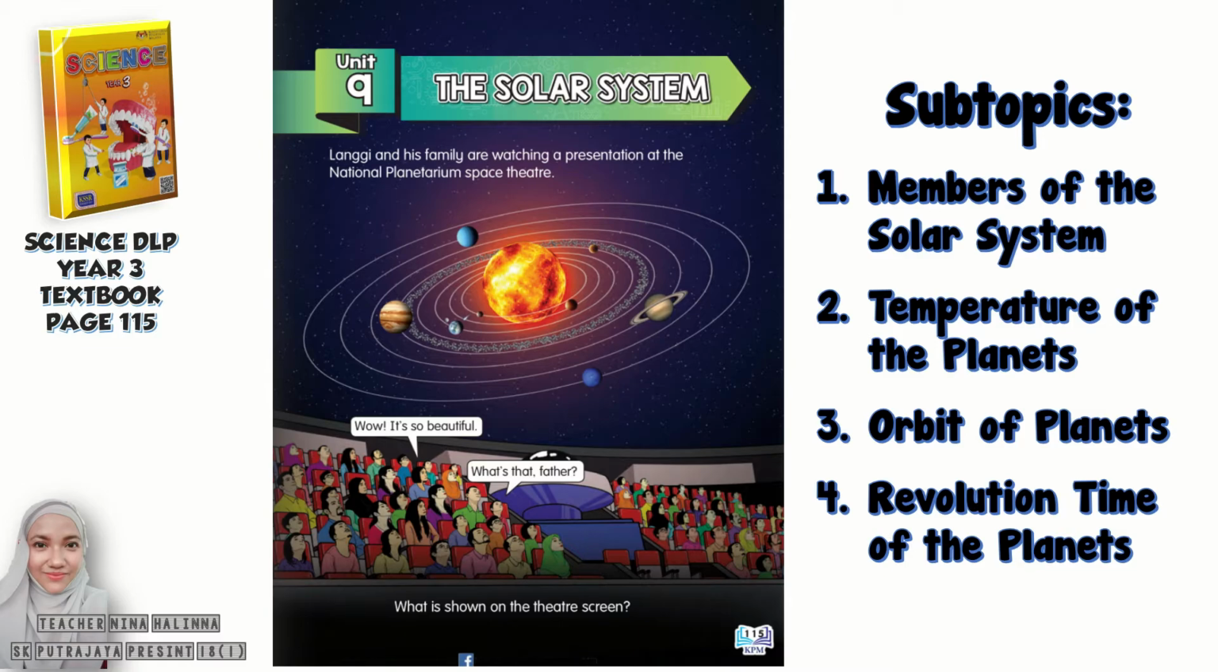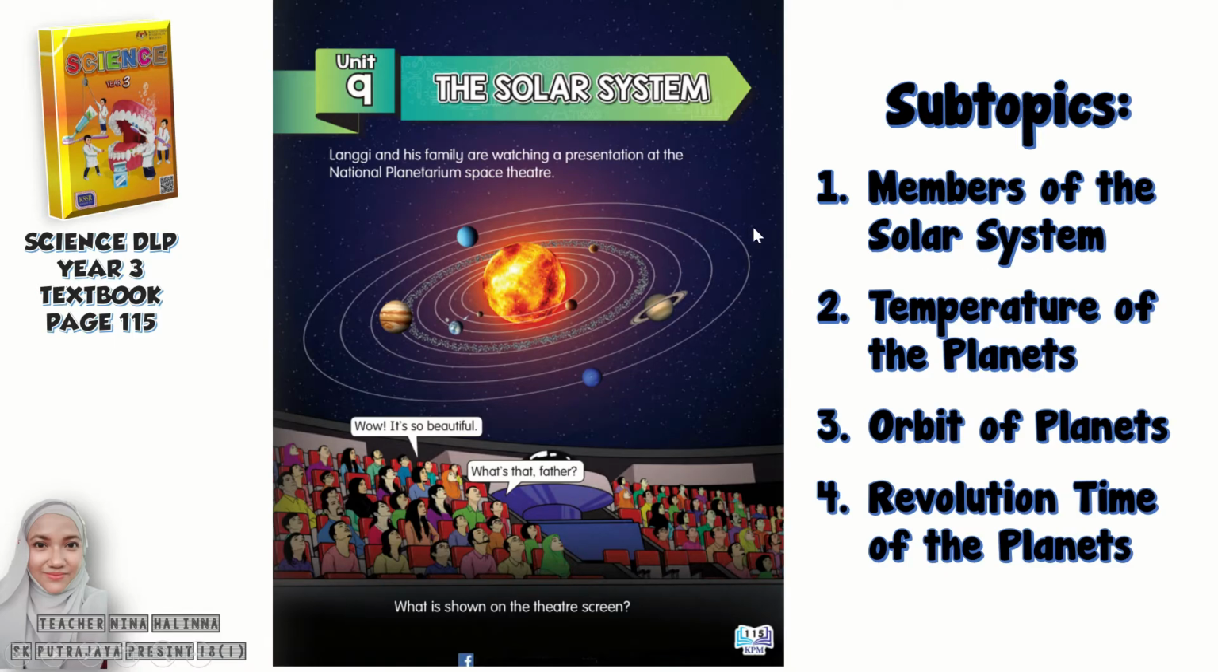Okay, this is page 115. Before we continue, allow me to share with you all the subtopics that you will learn about the solar system. Today we will concentrate only on the first one, okay, don't worry about it. Members of the solar system. And then you will also learn about the temperature of the planets, orbit of planets, and the revolution time of the planets. Okay? So let's get back to page 115.